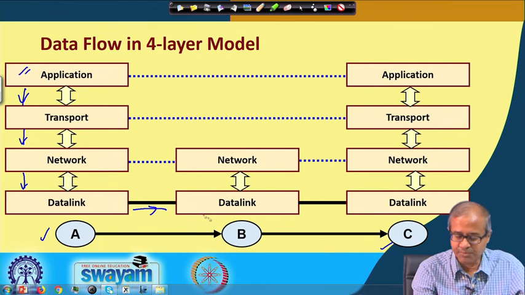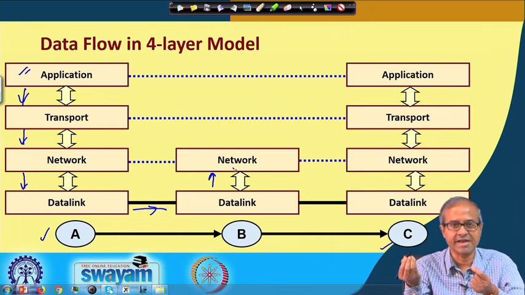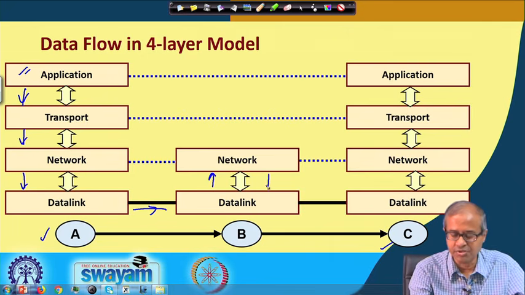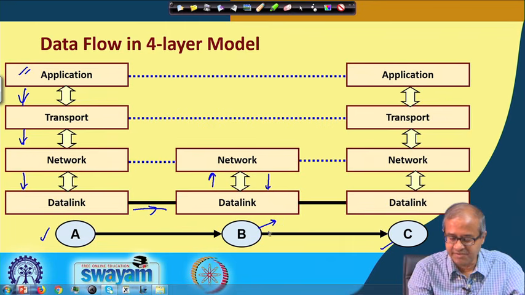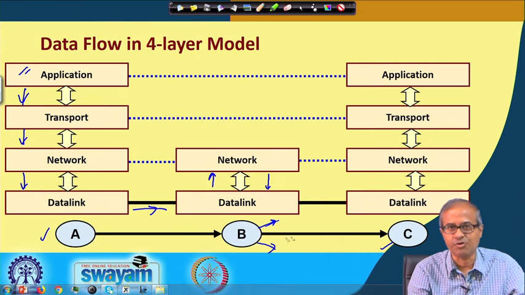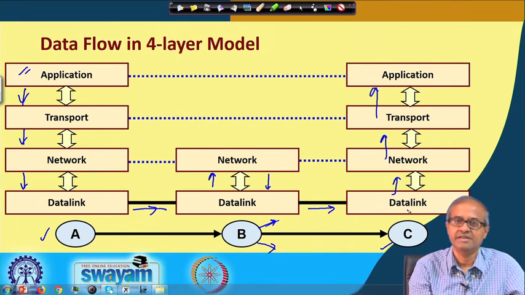Now, this intermediate node B receives the frame here, sends it up to the network layer, takes a decision where to forward the packet next, and accordingly sends it down to the data link layer of the outgoing link. B may have several outgoing links. There will be one data link corresponding to every outgoing link. So, it will send out to the data link corresponding to the correct outgoing link, and the frame will be received there, traverse the reverse direction, and finally reach some application in the destination C.